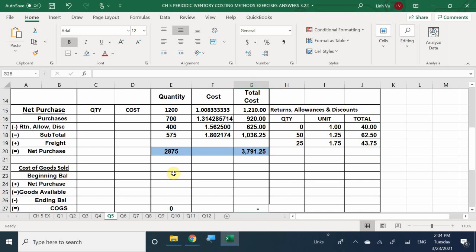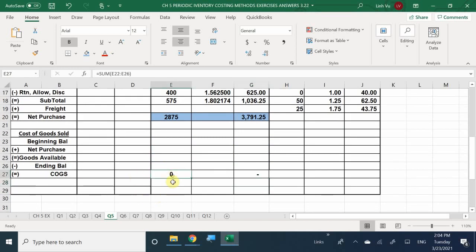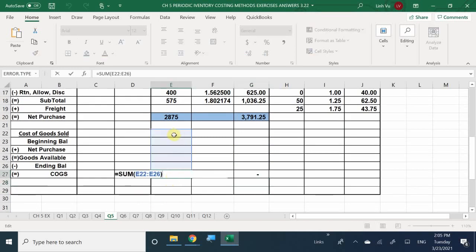It's going to be right here. What is the equation for E27? E27, down here? See, it's going to be equal sum, and I'm only going to highlight these 5 columns. Just these ones, because I'm going to be calculating my cost of goods sold right here.